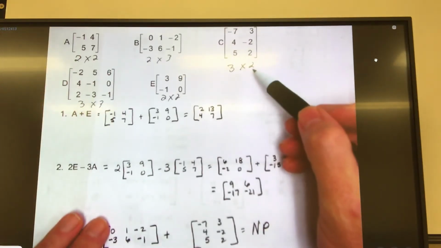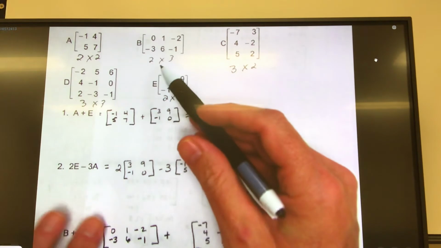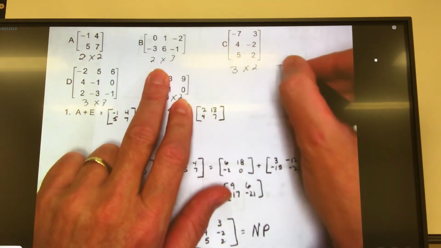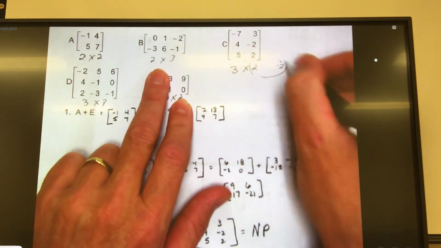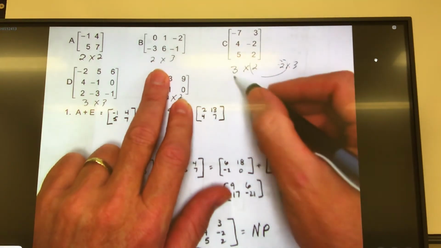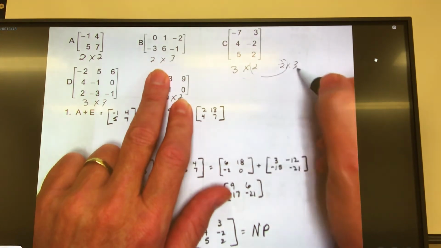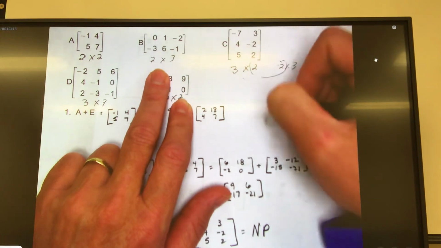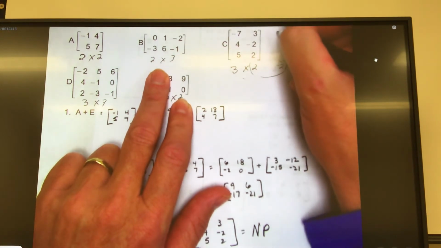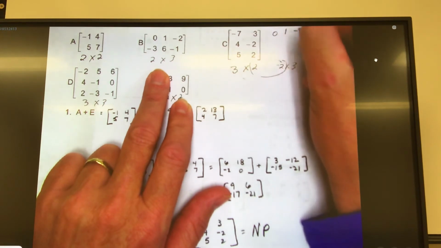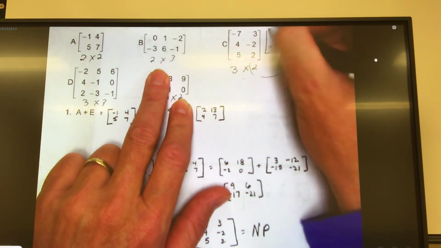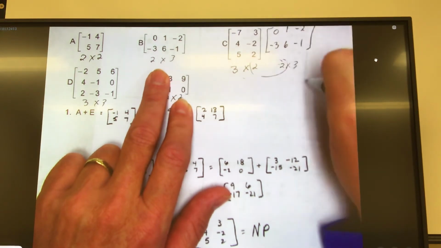So C times B. So I'll look up here, and C is a 3 by 2 times B. So if I were to take that B and push it over here, that would be a 2 by 3, which tells me, yes, I can do it. Okay, and it will yield a 3 by 3. So I'm going to go ahead and move my B out here so it makes it easier for me to multiply. Okay, so 0, 1, negative 2, negative 3, 6, and negative 1. And I know I'm going to have 3 columns of 3.